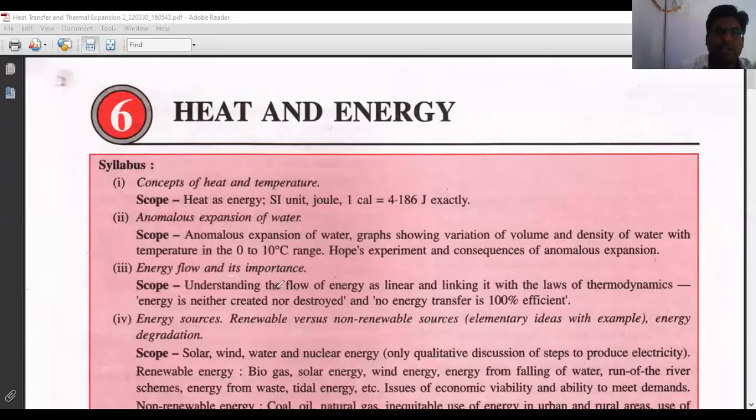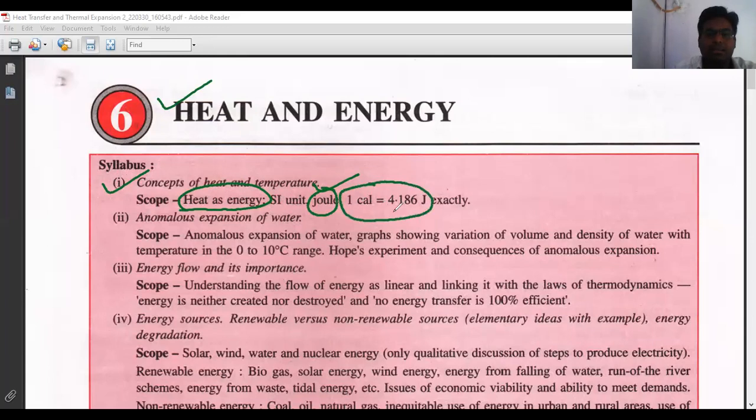So now we will study heat and energy, right? In this chapter, we will study the concept of heat and temperature. As we know, heat is a form of energy, right? Its SI unit is joule or calorie. And how are calorie and joule related? 1 calorie is equal to 4.186.